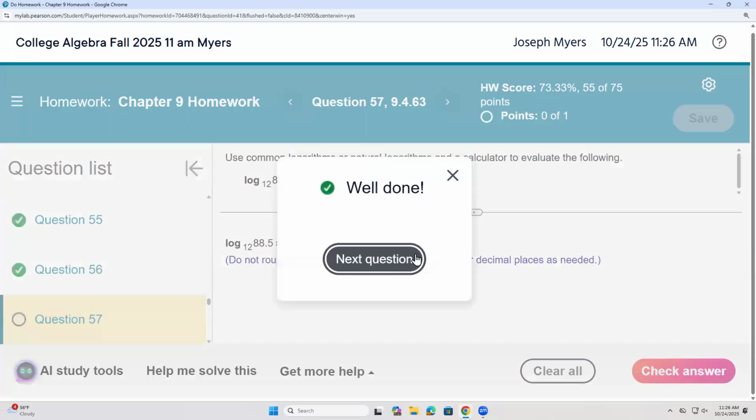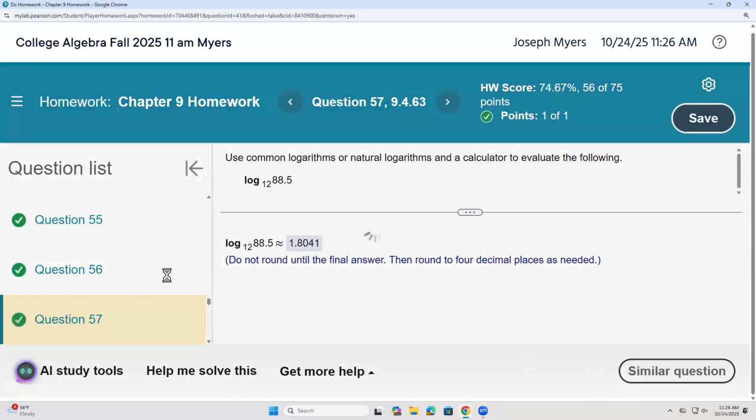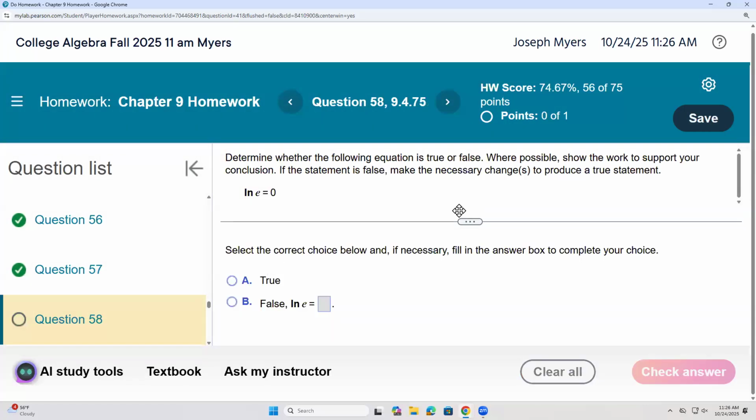Wow, cool. Okay, then hopefully there's another one like that. Okay, well, actually, this is a true and false one. Who remembers whether this is true or false? ln e equals 0. Was that true or false?